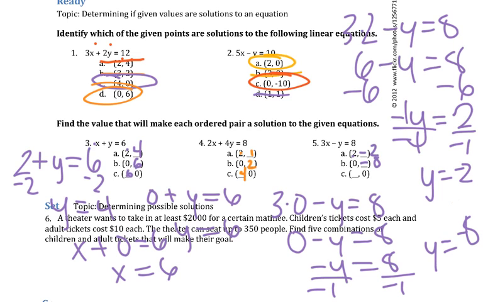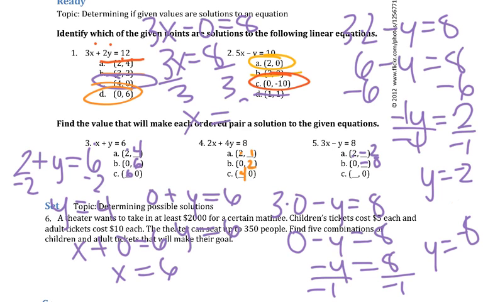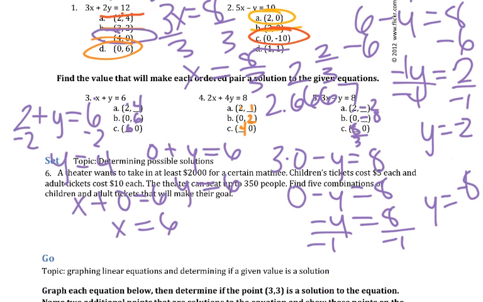And if we have 0 for y, we'd have 3x minus 0 equals 8. So 3x would equal 8, divide by 3. We'd have x equals 8/3, which I would just write as 8/3. But you may want it as 2 2/3, or 2.6666 repeated, or 2.67. Okay, so that's how we do those ones.